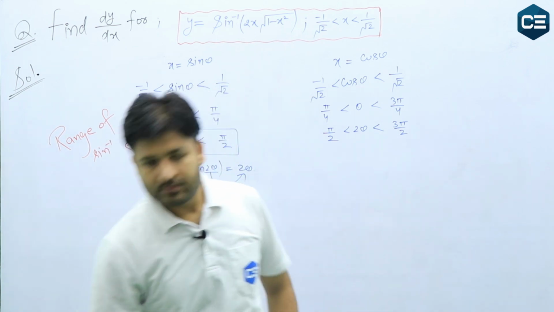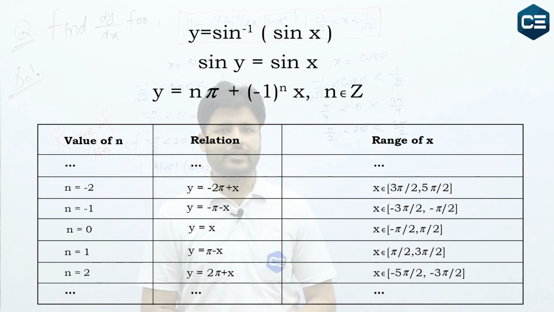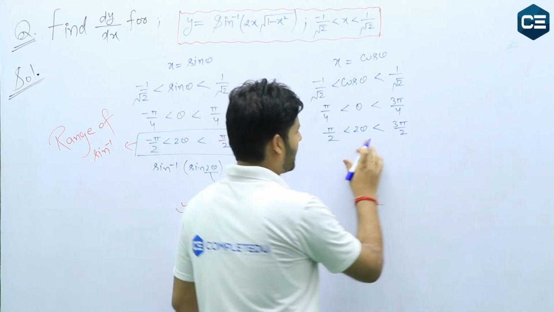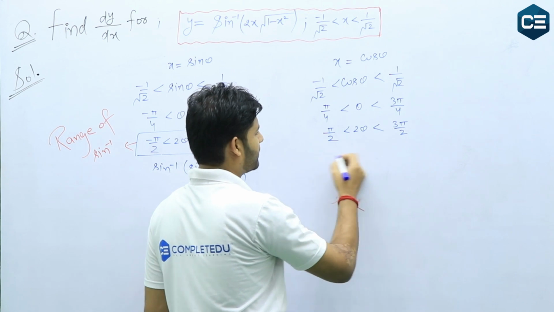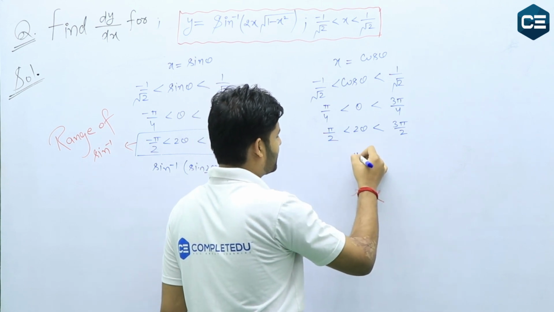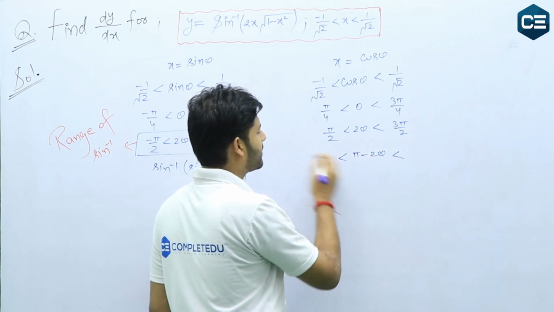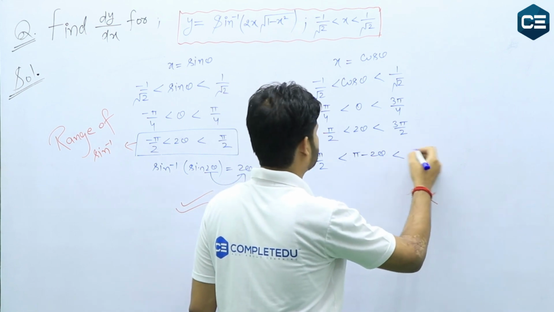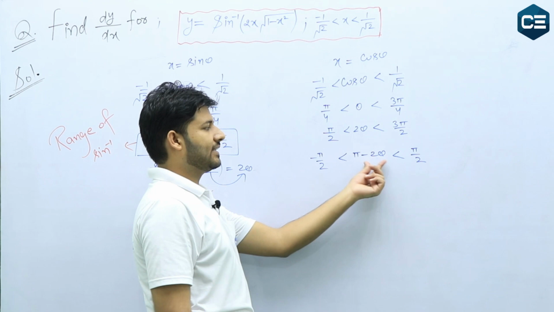Okay. So you can see the table for substituting sine inverse values. I hope you get that. So how do we do it? Our 2 theta lies between pi by 2 and 3 pi by 2, so our pi minus 2 theta lies between negative pi by 2 and positive pi by 2. So we can substitute this.